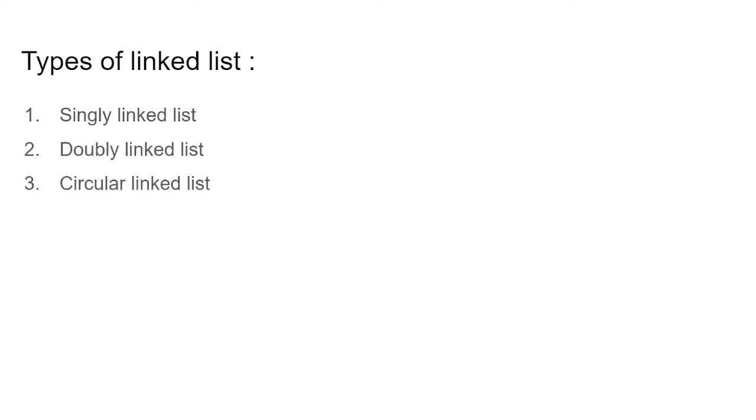Hi everyone. In this video we are going to see about the types of linked list. Basically there are three types of linked list: singly linked list, doubly linked list and circular linked list.